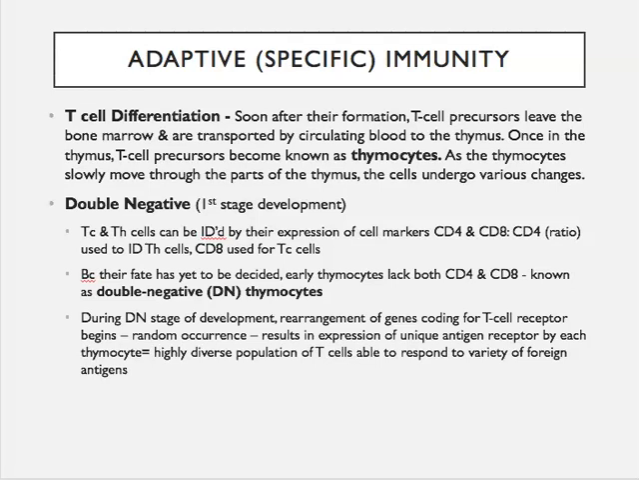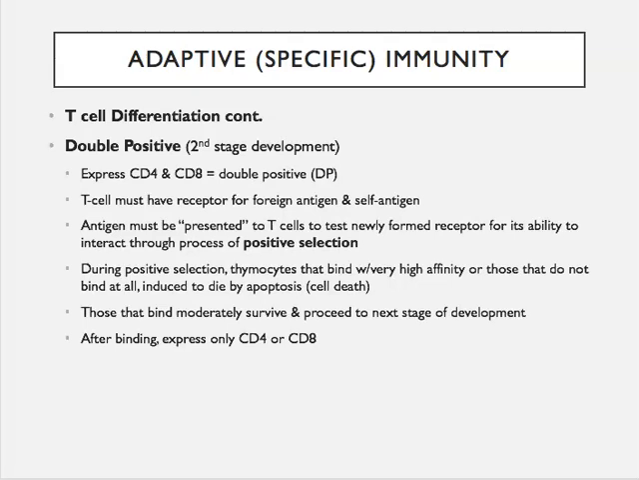So at this point, the cells are going to express both CD4 and CD8, which is why it's called double positive. So the T cell must have a receptor for foreign antigen and self-antigen. So that antigen has to be presented to the T cells to test those newly formed receptors for its ability to interact through processes of positive selection. So again, we're forming these cells, and we want to make sure that they are performing and doing the job that they're supposed to be doing.